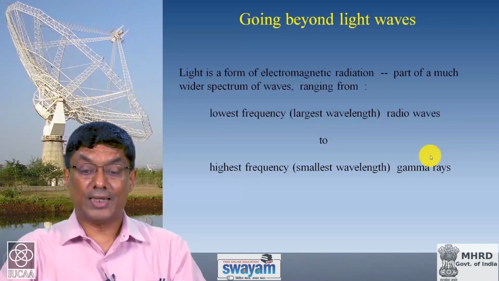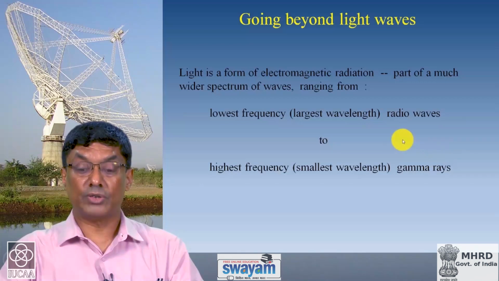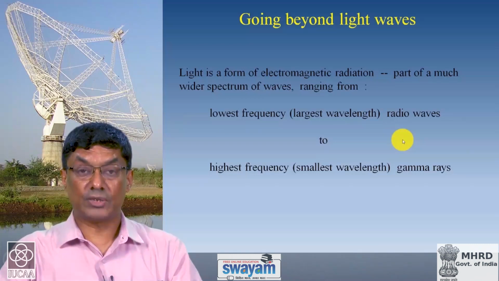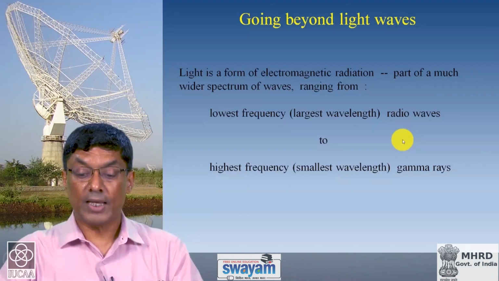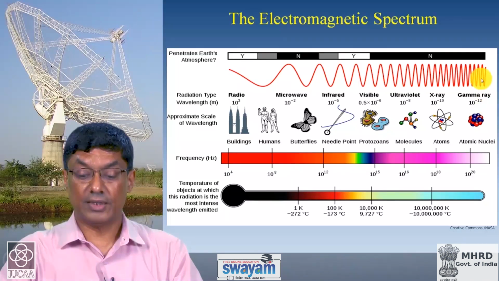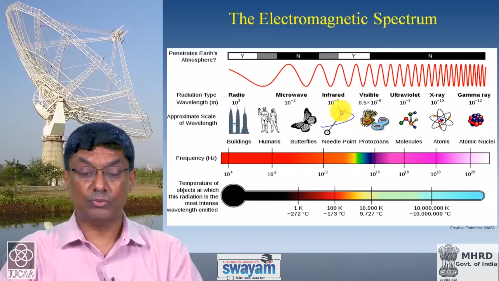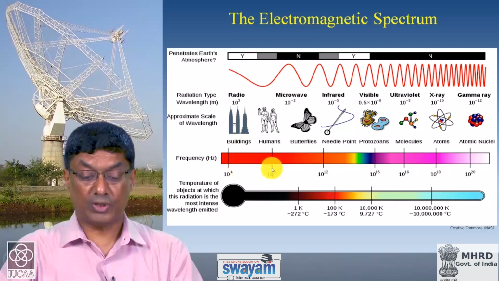Now, let us go beyond light waves, which is how astronomy started, and ask this question, that finally light is a form of electromagnetic radiation. As we know, it is part of a much wider spectrum of waves, ranging from the lowest frequency or the largest wavelengths, which are the radio waves, to the highest frequency or the smallest wavelength, which are gamma rays. And this picture illustrates that, where you can see the changing frequency over the electromagnetic spectrum going from radio waves to gamma rays, and the kind of sizes that they match to, and the corresponding frequency.